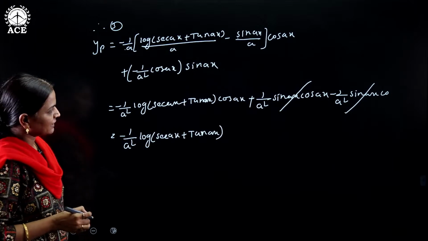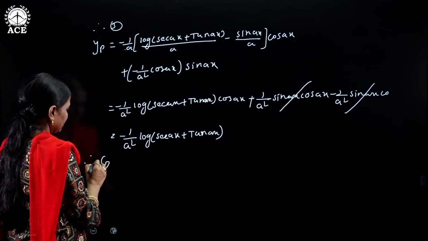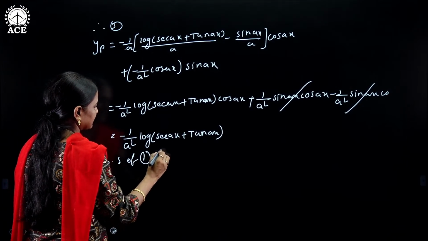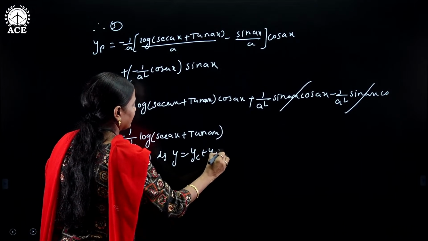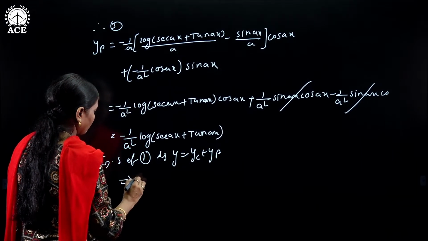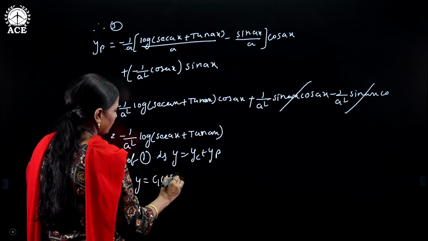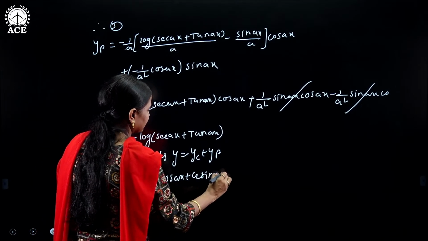But it is not a complete general solution. How to write the general solution? Therefore, the general solution of equation 1 is y is equal to yc plus yp. So, that implies y is equal to, what is the yc? Yc is c1 cos ax plus c2 sin ax.